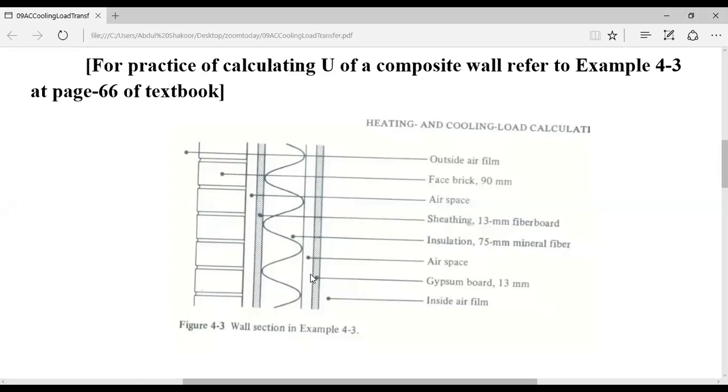There is another surface made of gypsum board, and gypsum board gives a good finish from inside, and it has 13 millimeter thickness. So every component should be mentioned, its material and its thickness. But you see inside air and outside air. The inside wall is in contact with a film of air. The outside wall is in contact with a film of air. This film of air also acts as insulation, so all of this has its resistance.